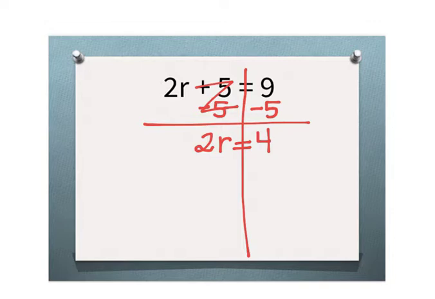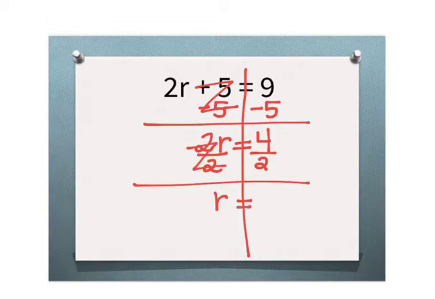Now I see multiplication. I see 2 times r. So the opposite of multiplication, I'm really thinking about it, is division. So I'm going to divide by that number, which is 2. So divide both sides by 2. And let's see what we get. The 2's zero out. I get r equals 4 divided by 2 is 2.